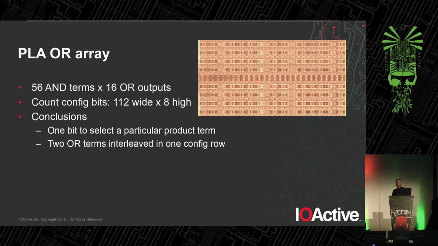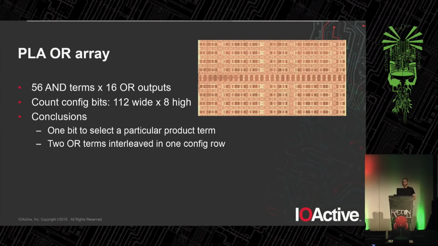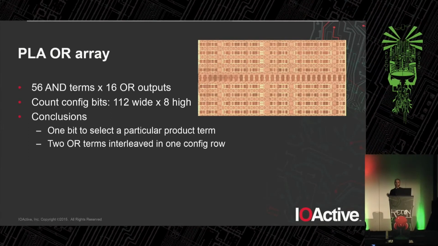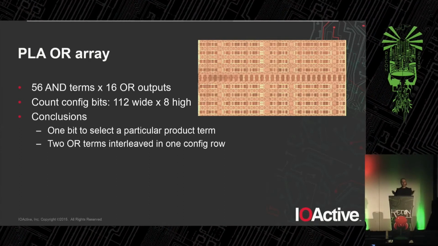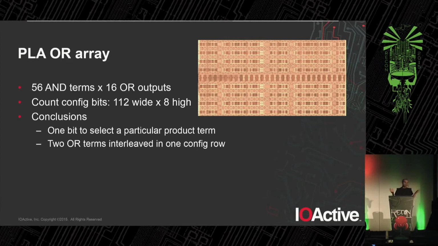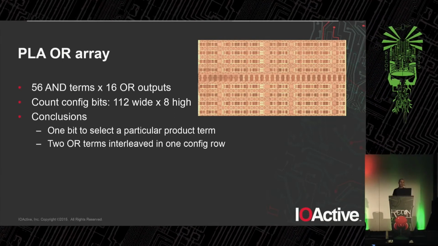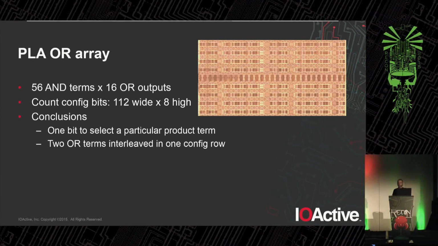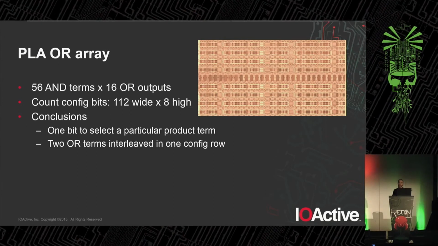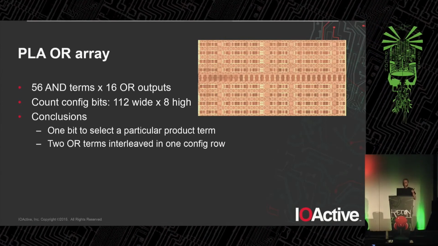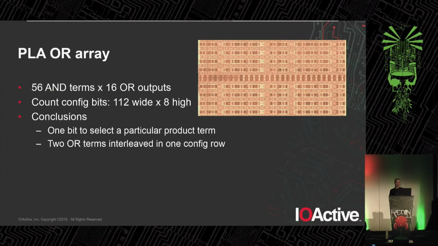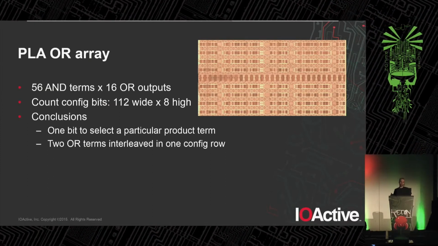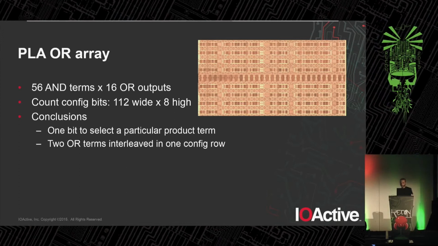So the OR array turns out to be 56 AND terms, 16 outputs. If we count the config bits, it's still 112 bits wide. It's the same, coming up off the same EEPROM, but it's only 8 rows high. And there are only 56 inputs. Since the OR array does not have an X and X prime input, my conclusion is that we still have one-hot selecting for one particular input, but we do have 2 actual arrays of the OR array interleaved in one configuration row. Again, a little tinkering made it pretty simple to figure out the actual bit ordering.